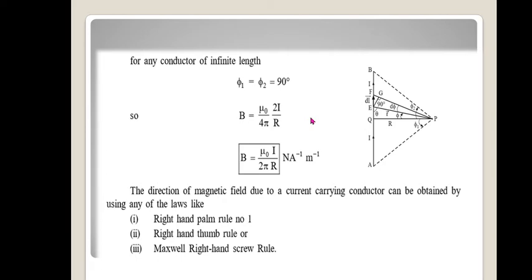So can you tell me, sine 90 is how much? Anyone of you? One, sir. Okay, good. Sine 0 is 0, sine 90 is 1, simply. Right now we have sine phi 1 plus sine phi 2, so 1 plus 1, which is 2. And finally, for the infinite length of this conductor, I can write the final expression as B equals mu naught by 4 pi, 2I by R. Okay, this is the final expression for any conductor of infinite length.